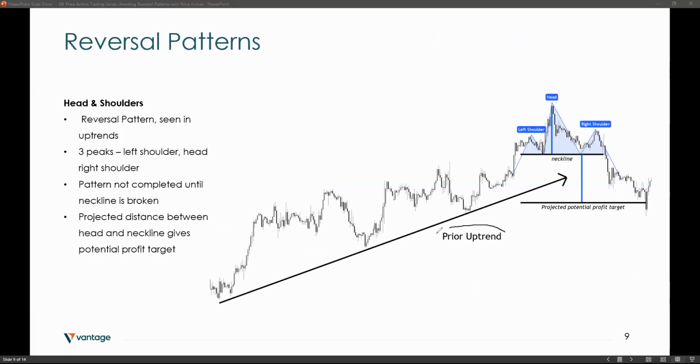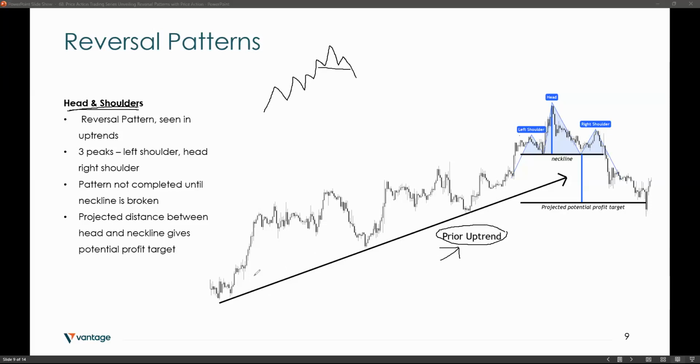One, a prior uptrend has to be formed. The reason why this is important is that head and shoulders itself is a reversal pattern. Which means we're expecting price to continue to the upside, form a head and shoulders pattern, and break the neckline before it shows that this is a potential end to the uptrend. With that in mind, this is also the reason why a prior uptrend has to be formed. So that's one.